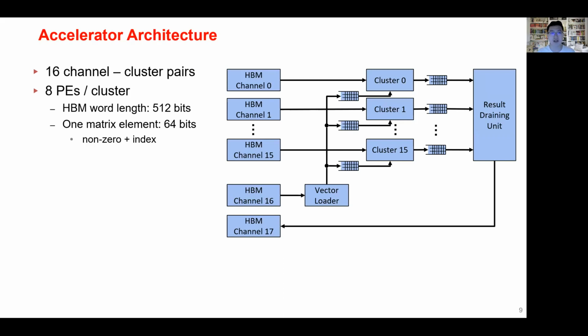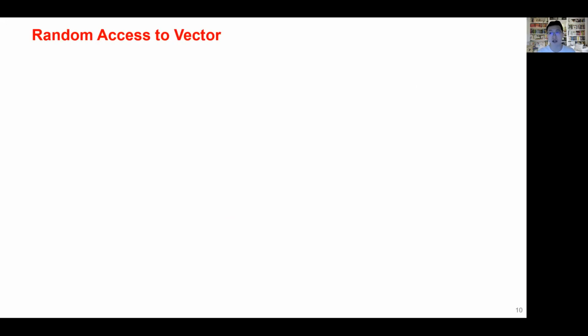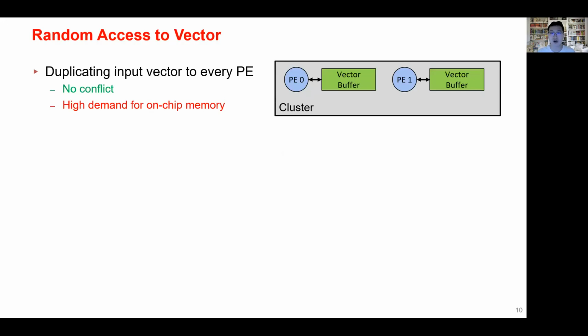In HiSparse, we have 16 channel-cluster pairs, and inside each cluster, we have 8 PEs. The number 8 comes from the HBM word length divided by the matrix element bit width. Now let's come to handling the random access to the vector. One straightforward way is to duplicate the input vector to every PE in the system. This is simple and the PEs can access the vector without any conflict. However, this approach has a very high demand for on-chip memory.